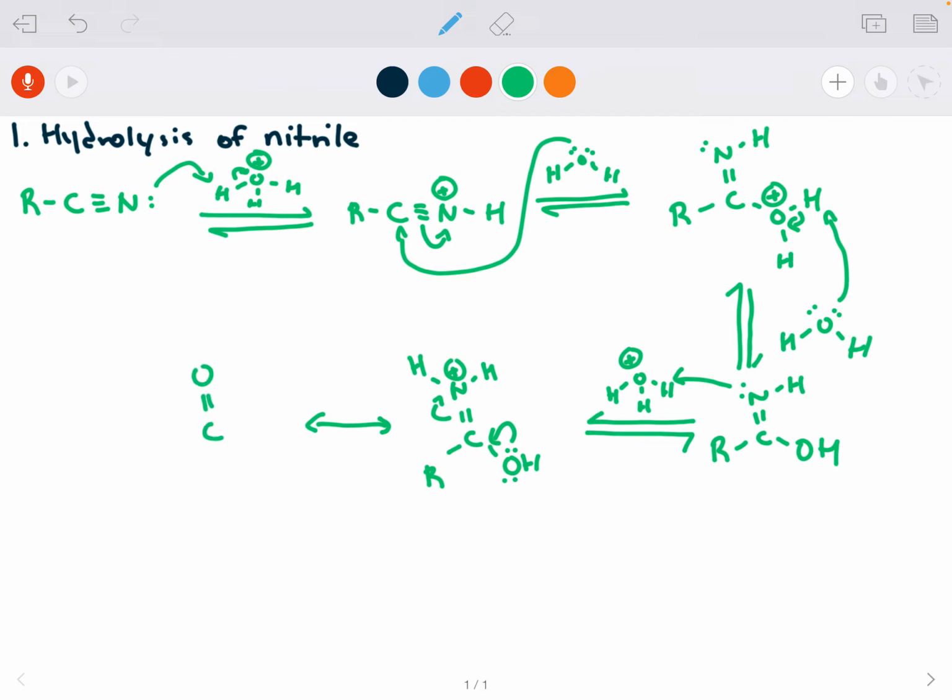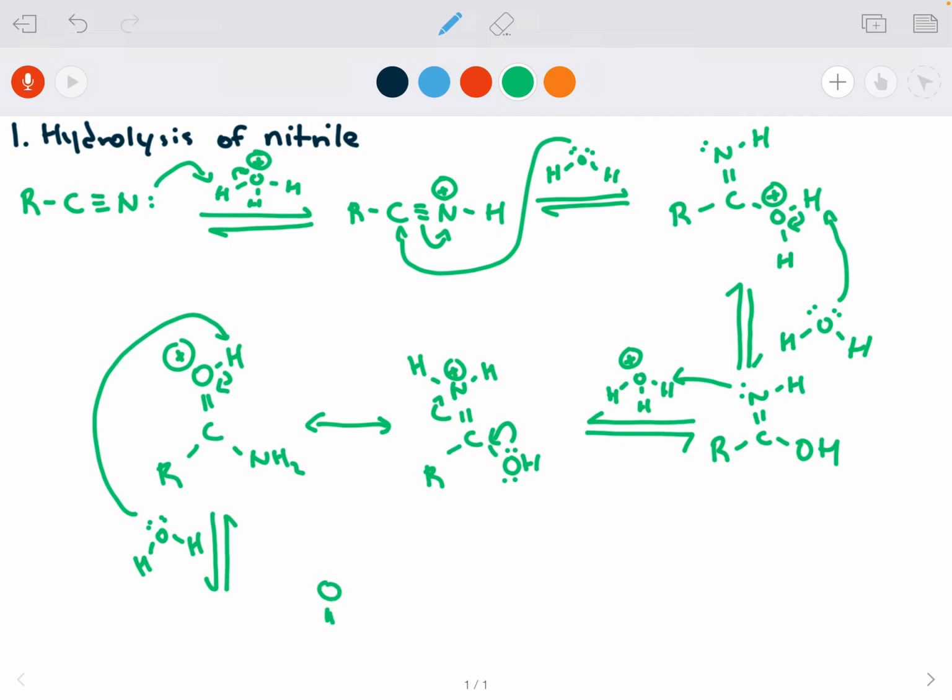I'll get NH2 down here, and then my R group. So final step, as you can see, is just going to be now to deprotonate. So use water for that. And I'm left with, sorry, I'll draw it a little bit away from the arrow so that way I have room to draw it. I'm left with an amide.